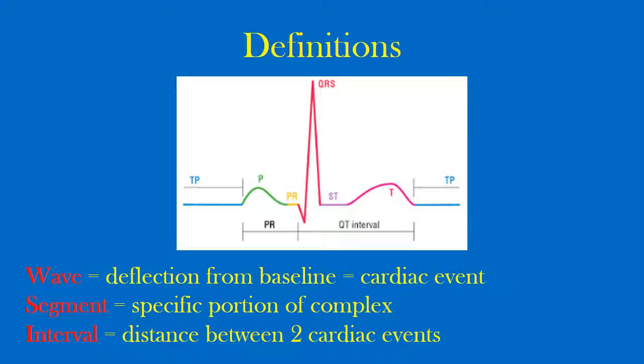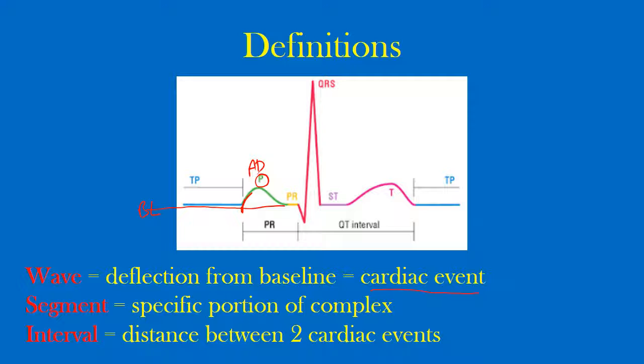First, a wave is a deflection from the baseline that represents some cardiac event. So if you imagine here, this is our baseline. In any deflection, here we have our first deflection going up in green, and this P here is our P wave. And as we said, that's a cardiac event. The P wave, as we'll learn, represents atrial depolarization.